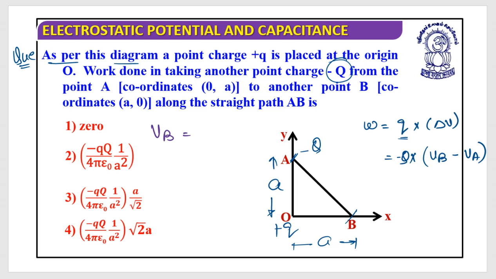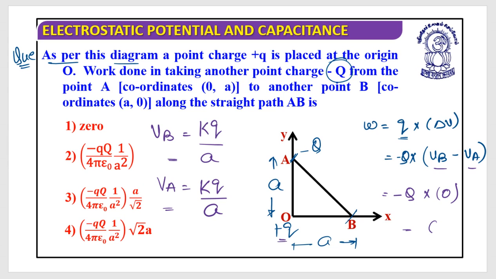What is the potential at B? This potential should be due to this charge. It's K into Q divided by A. Potential at A, what is it? It's K multiplied by Q divided by A. This is VB, this is VA. Now if I observe this very carefully, then this VB and this VA are equal. So if these two are equal, minus Q multiplied by 0 would be 0. Yes, this is the answer.